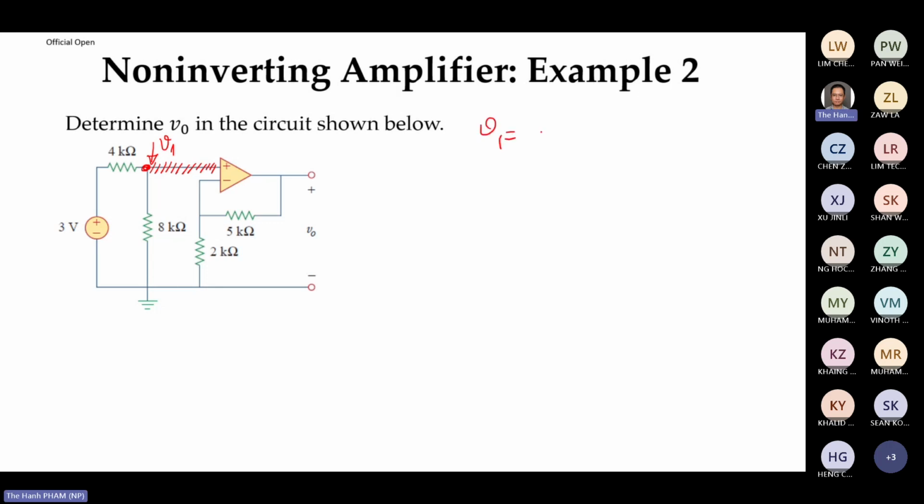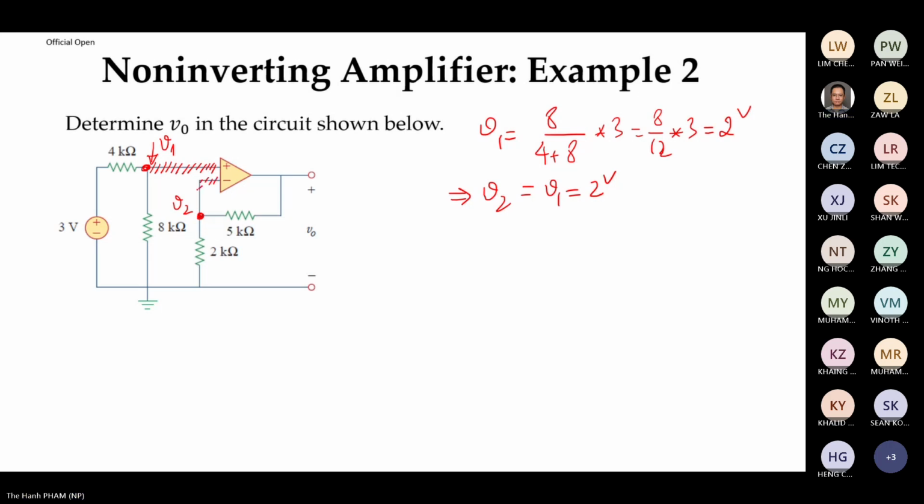So V1 is 8 over 4 plus 8, right? Times 3 volt, over 12, which is 2 volt, right? Yeah. If that is the case, then this V2 must be, like V1, 2 volt as well. Because the voltage at the two terminals must be the same. And also, you can think of not having this wire because there's no current running.